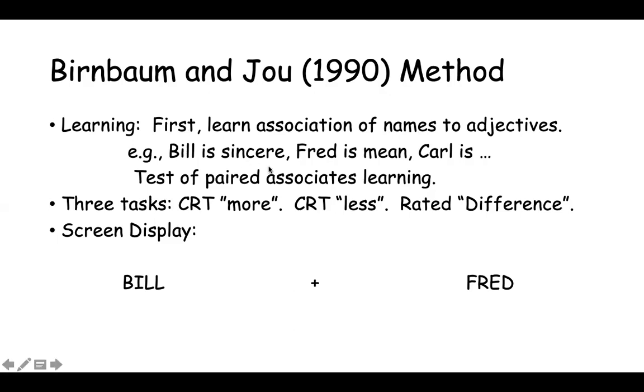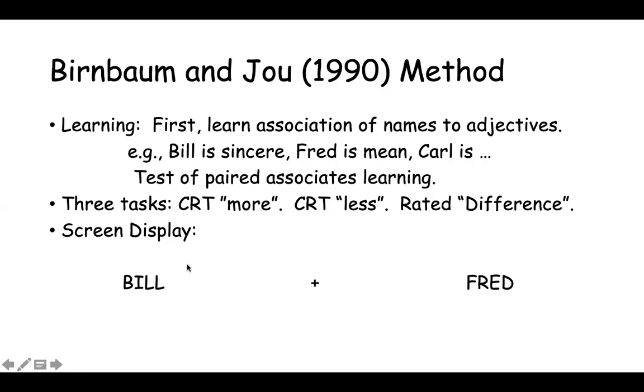Then there was a test of paired associates learning, so that we were convinced that the people had learned that, yes, they had imagined Bill, and Bill was sincere, and they had imagined Fred was mean. If you asked them how would you describe Fred, they would say Fred's been described as mean and Bill has been described as sincere. So we're sure 3 times in a row that they knew the adjectives that went with the names. And then we had 3 tasks for them: choice reaction time, the time to say which is more likable, which is less likable, and the rated differences.